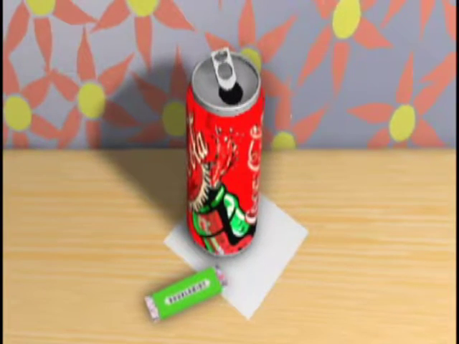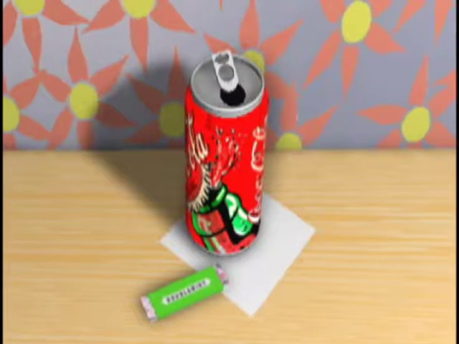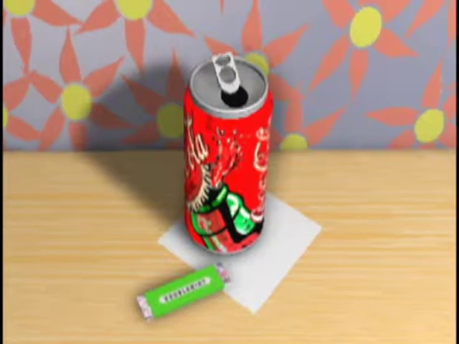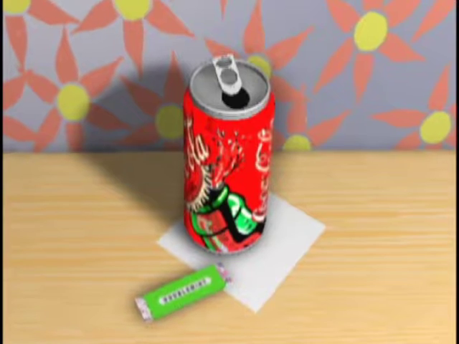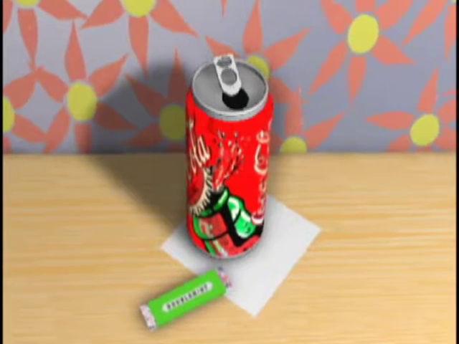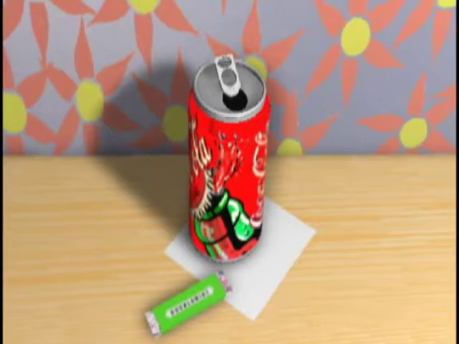Paintings and drawings are flat, two-dimensional objects having only height and width. This means that no matter what angle you look at them, they do not change very much.